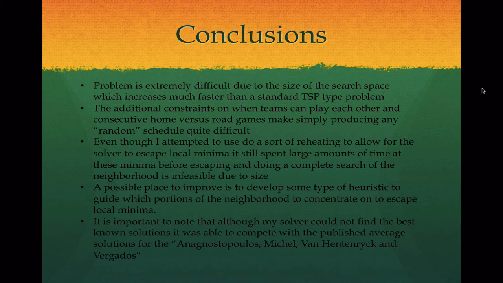One thing I could try to do is develop some type of heuristic to get it to search areas of the neighborhood that are more likely to result in a better schedule. Well, this does in itself present some difficulty because you might have to go through infeasible solutions to escape the minimum. It is important to note, even though I didn't reach what are the best known solutions at the time, I did find that my average best solution was actually better than a published work that I read that was published about 8 or 9 years ago, but the particular authors do have some of the best known solutions of this problem.